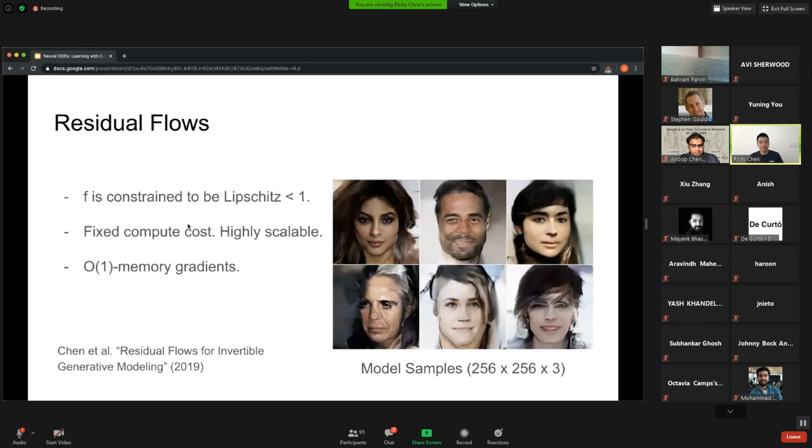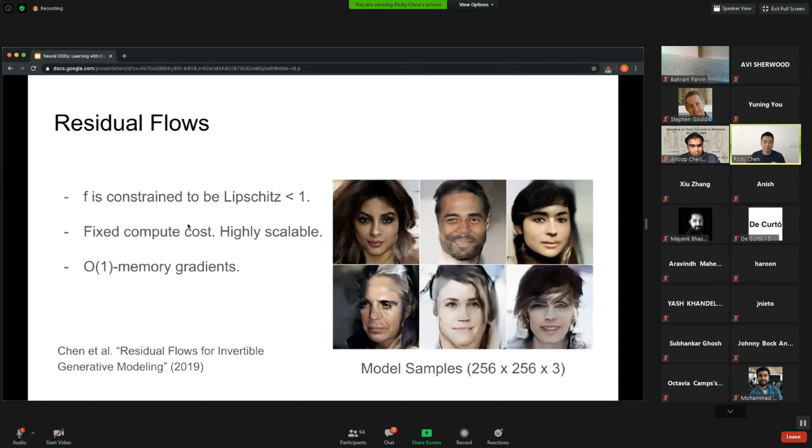This also translates to a fixed compute cost, whereas with an unconstrained F, we would have had to use adaptive solvers that typically increase in compute costs as F becomes more complex during training in the form of a Neural ODE. We also have memory efficient gradients for scalable training.